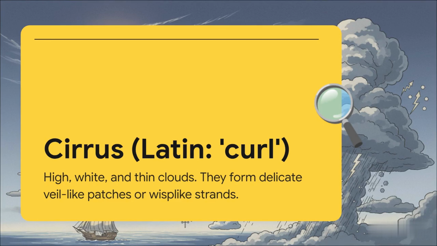This comes from a Latin word for curl, which is perfect. You'll see these way up there. They're the highest, most delicate, feathery clouds you can find, and they're made entirely of tiny ice crystals. Now, seeing them usually means good weather, for now, but they're also often the very first hint that a weather system is heading your way in the next day or so.